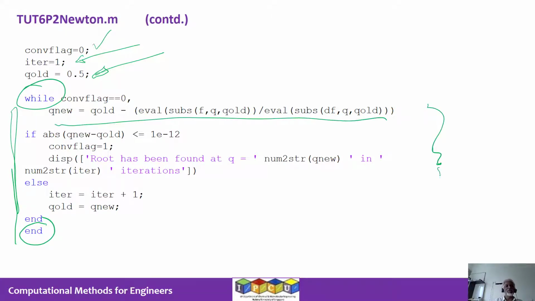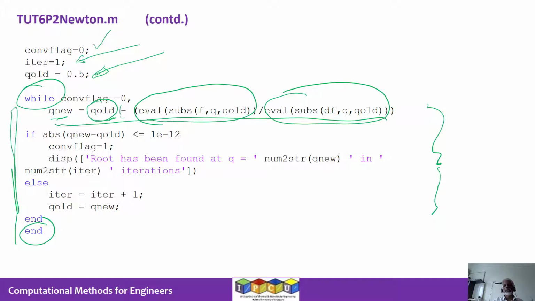The main equation is given here. It is x new equal to x old minus the value of the function divided by the value of the derivative of the function. So x old minus the function evaluated at the current value of x, divided by the derivative of the function evaluated at the current value of x. So that is going to be the new value. I hope you understand what you're seeing there.